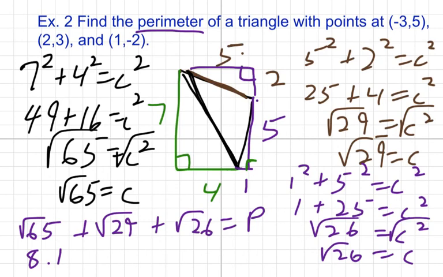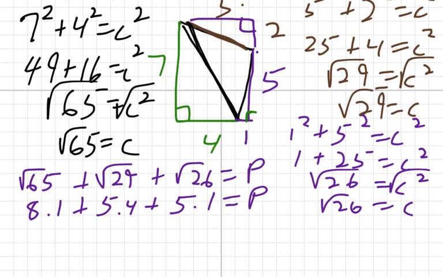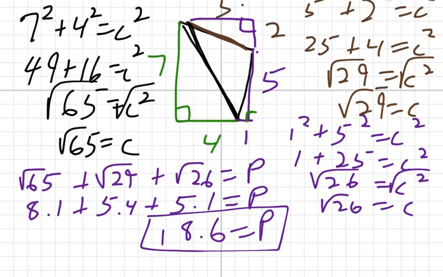And square root of 29, that's a little over 5. And to be exact, that would be about 5.4. And same thing with square root of 26. It's a little bit more than 5, because 5 squared is 25. So that's about 5.1. Equals my perimeter. And then I'm going to want to add those 3 numbers together. And I get 18.6 units is my perimeter, and that's my answer. So perimeter is just the distance formula, in this case 3 times in a row, added together.